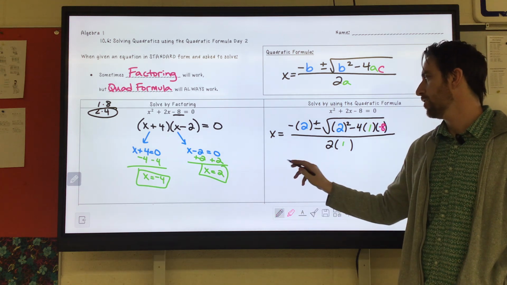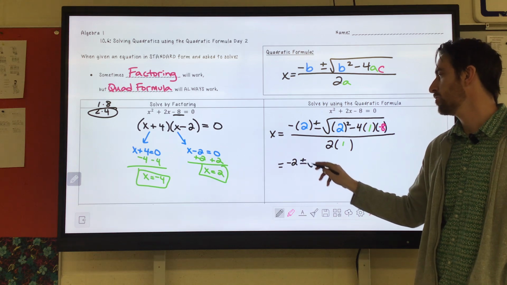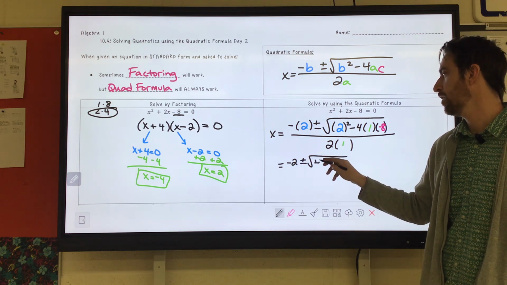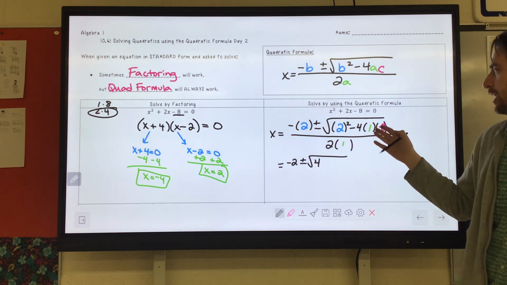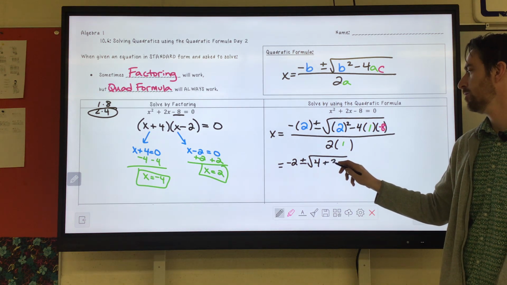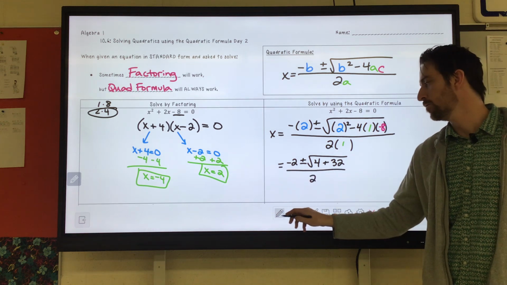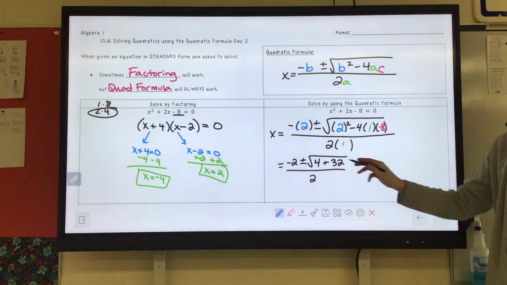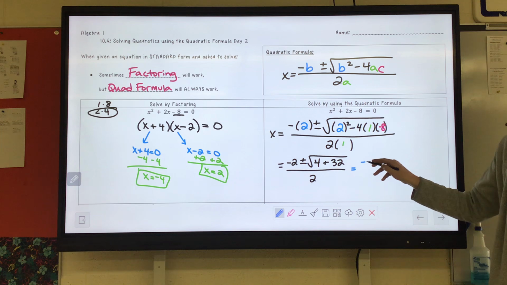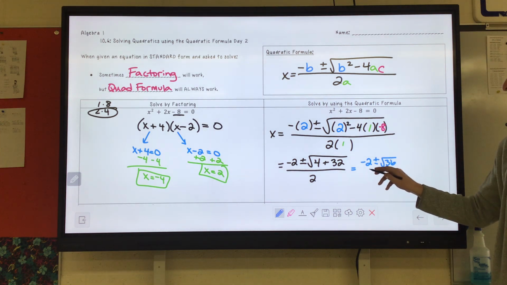So if we start across the numerator here, we have opposite of 2, that's negative 2, plus or minus square root of 2 squared is 4. Here I have a negative times negative, that'll make it plus. 4 times 1 is 4, times 8 is 32. Denominator is 2 times 1, which is 2. In the square root, 4 plus 32 is 36. Negative 2 plus or minus the square root of 36 over 2.